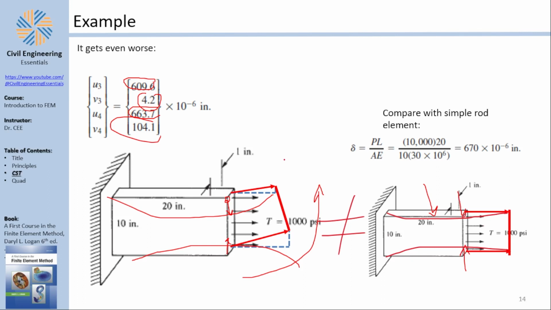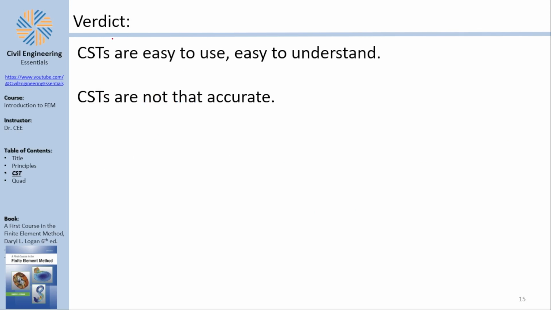And basically this ends my example for you today. The verdict here I have is that the CST elements are easy to use, easy to understand, but CSTs are not that accurate. And that's everything I wanted to talk about today, and I hope that you enjoyed the video.